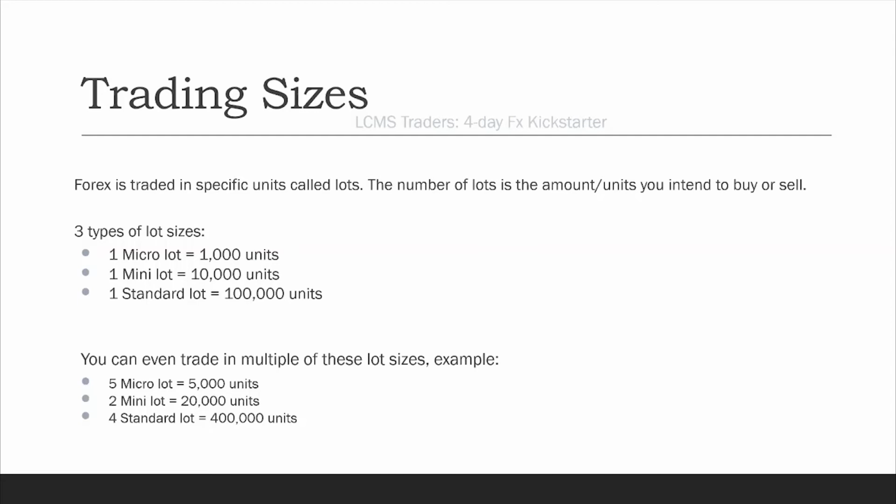This as a whole, you can also see that, bringing back to the first example, 1 micro lot is 1,000 units, which also means that 10 micro lots equals 1 mini lot, because that's 10,000 units. So if you multiply 1 micro lot times 10, it equals 1 mini lot. 1 mini lot of 10,000 times 10 is 1 standard lot. So these are all just multiples of lot sizes.